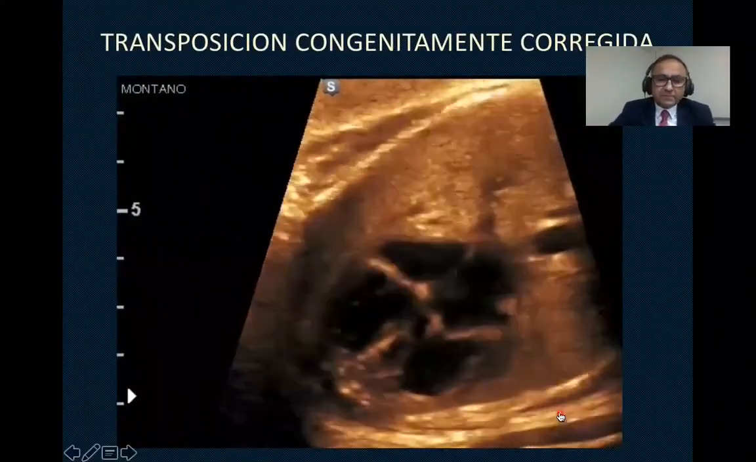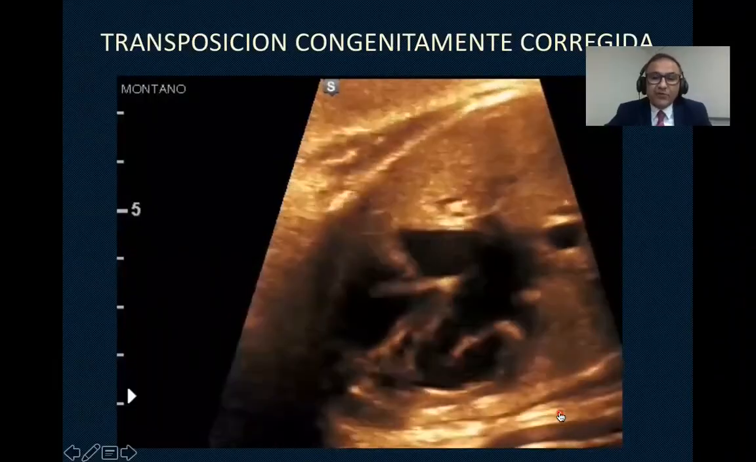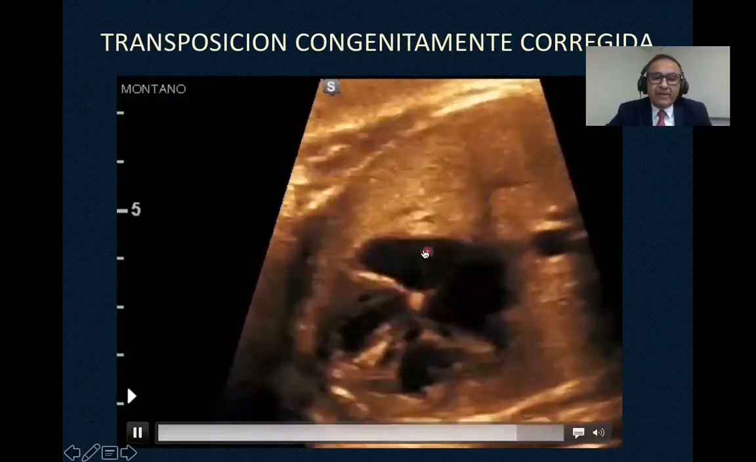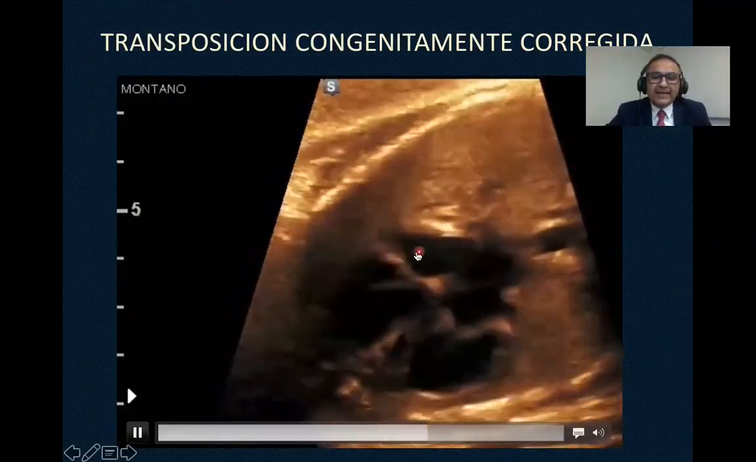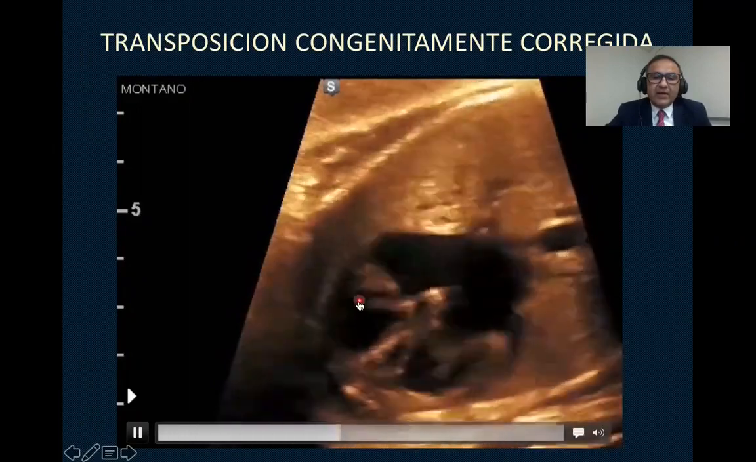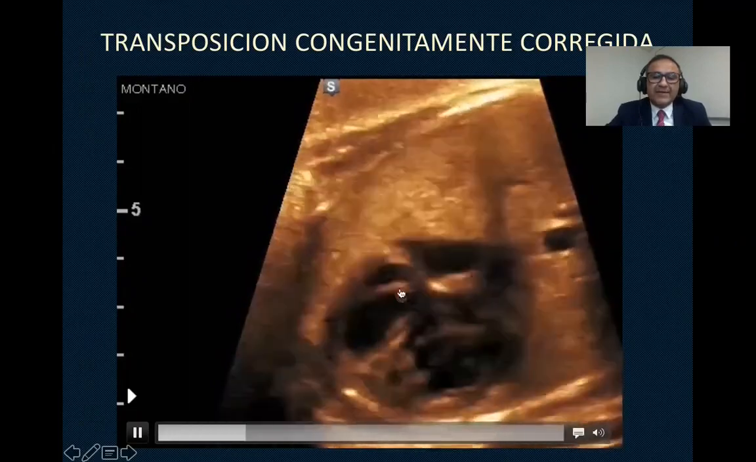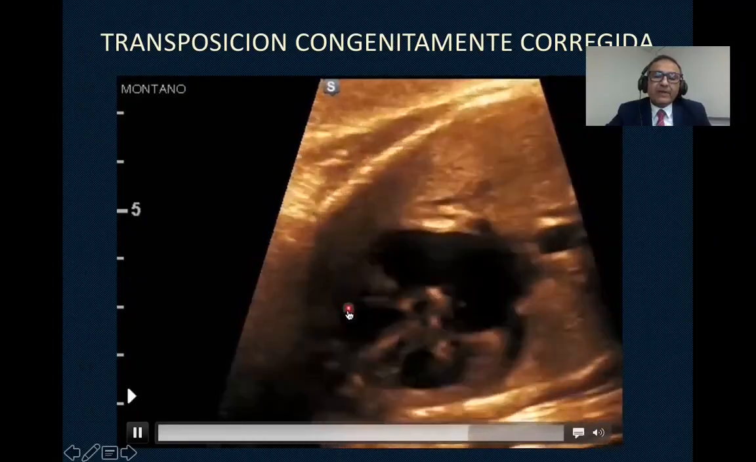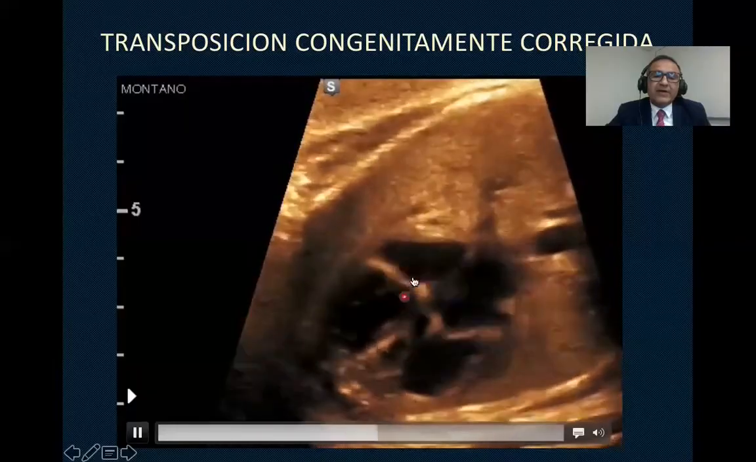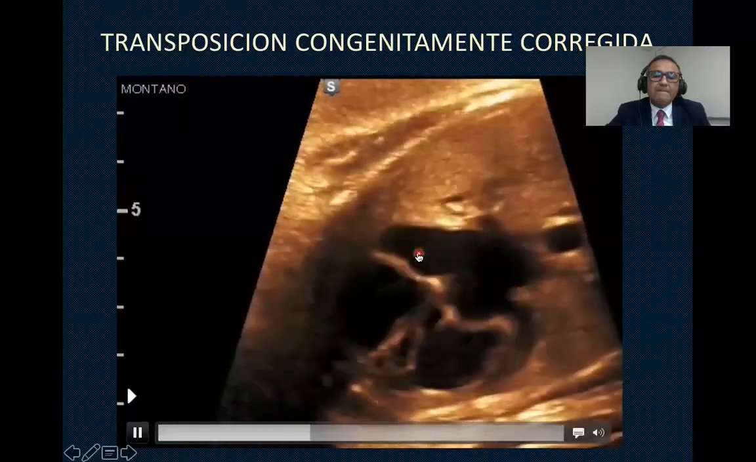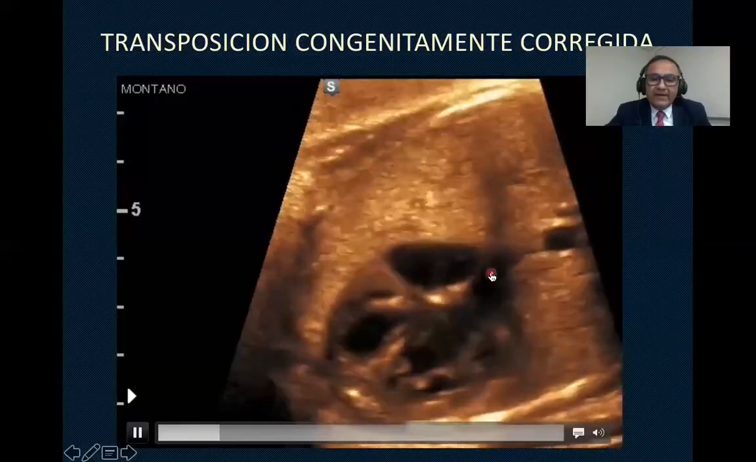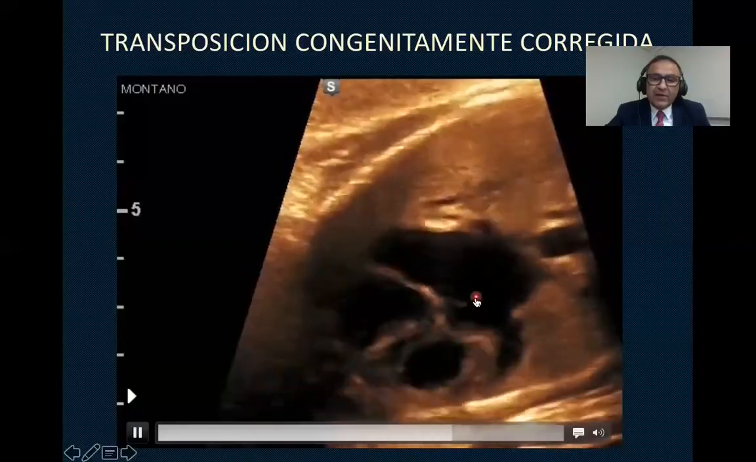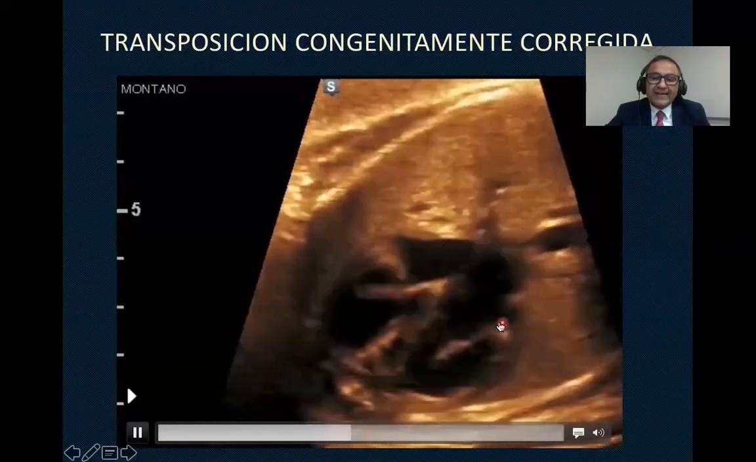Let's analyze in detail this video clip of a basal four-chamber view. Here we have a case of congenitally corrected transposition of the great arteries, where we can already see that the right atrium communicates with the anterior ventricle, which has smooth morphology, through the mitral valve. In other words, there is atrioventricular discordance. And the posterior atrium, which is the left atrium, communicates through the tricuspid valve with a ventricle of right morphology.